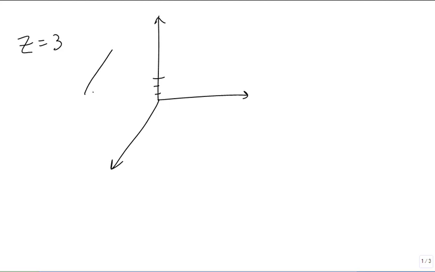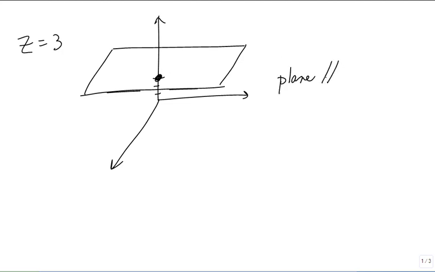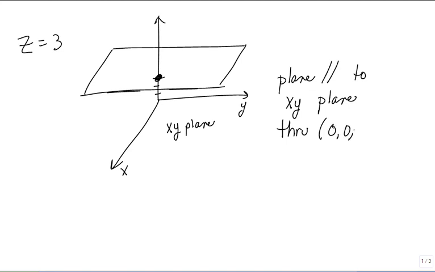And z equals 3. So z is stuck at 3, and it's going to be flat, and it's through this point. So we have a plane parallel to here. This is the xy plane. And it's through the point 0, 0, 3, or up 3. So there's some pictures.